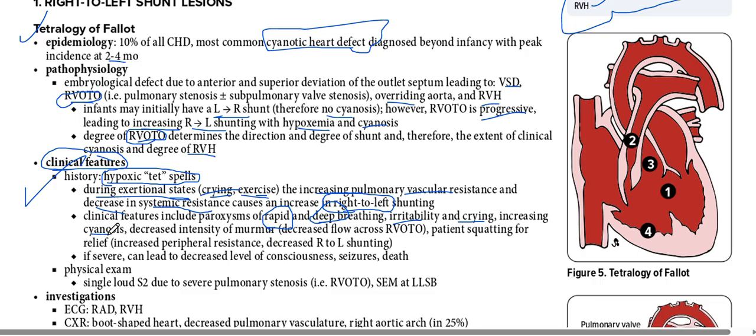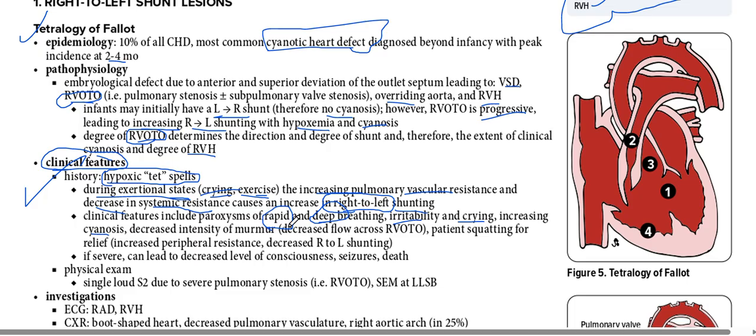So there will be TET spells when the child is having exertion, crying episodes, or excessive exercise. There will be increasing pulmonary vascular resistance and a decrease in systemic resistance. The increase in pulmonary vascular resistance and decrease in systemic resistance causes an increase in right to left shunting.